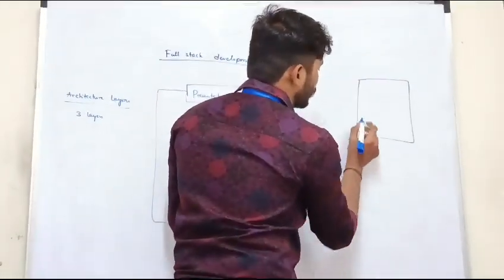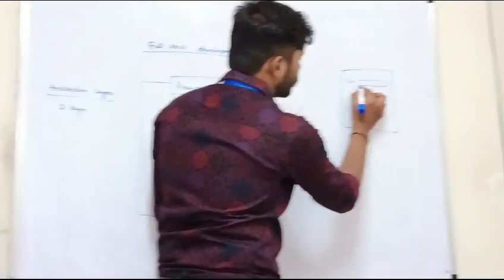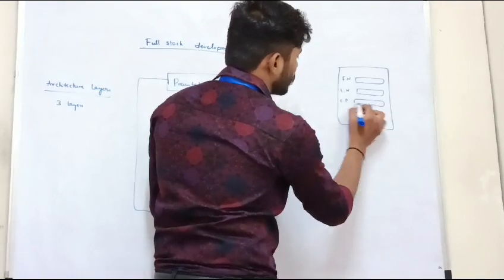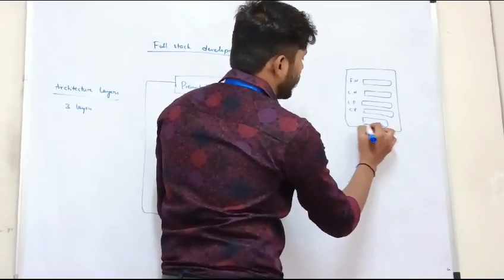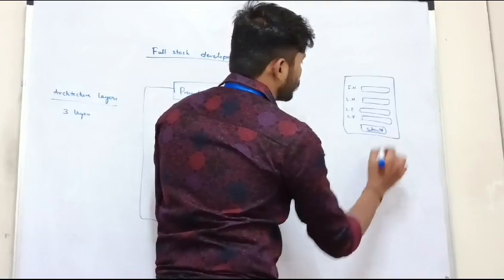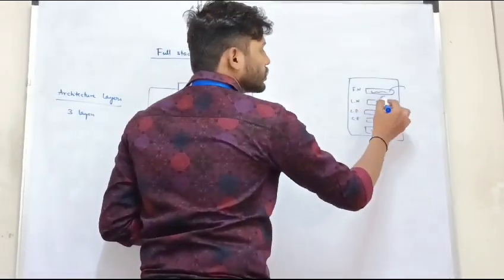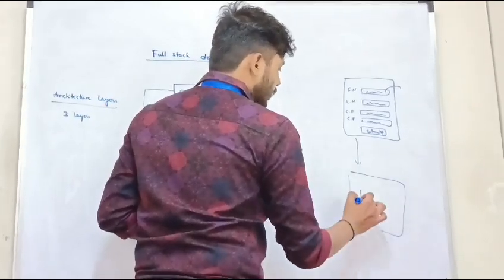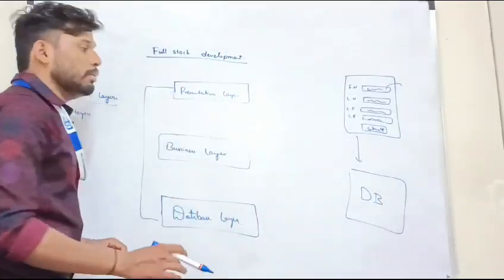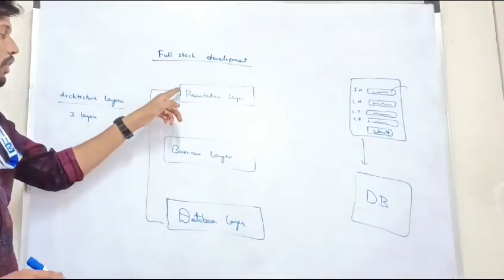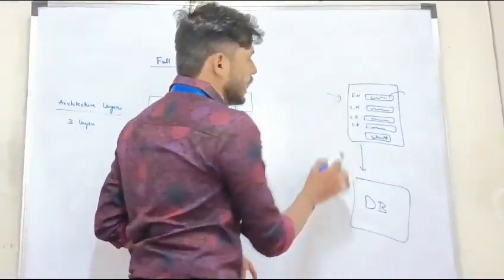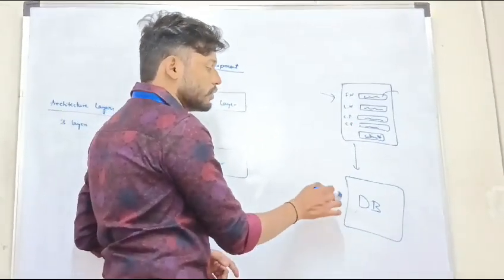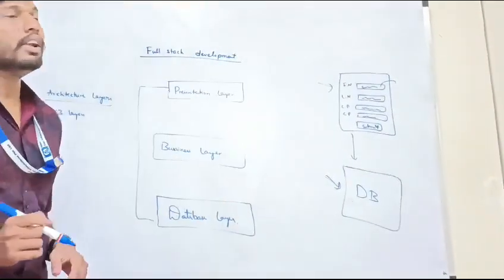I have a register page. There is a first name, last name, create password, confirm password, and then a submit button. When I add some inputs and click on submit, it will be saved in the DB. DB is nothing but a database. So the user can see this page and store data inside the database. The database will not be visible, but the presentation layer will be visible.